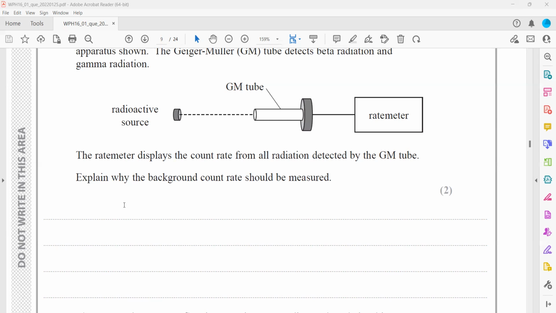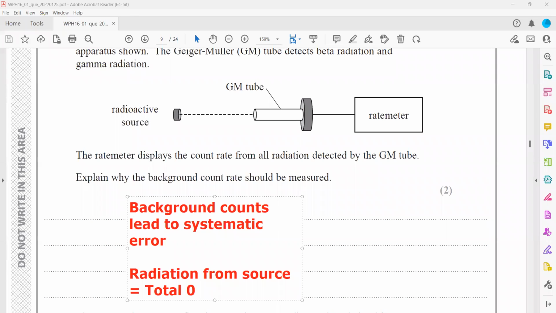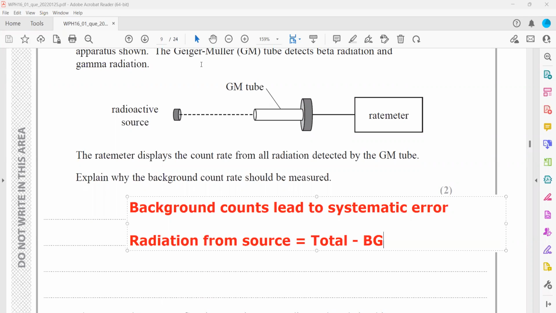So why should the background count rate be measured? Because the background counts lead to a systematic error. And what we should do is, the radiation from the source can be calculated by the total minus the background. So the total radiation which we receive minus the background radiation will give the radiation from the source.